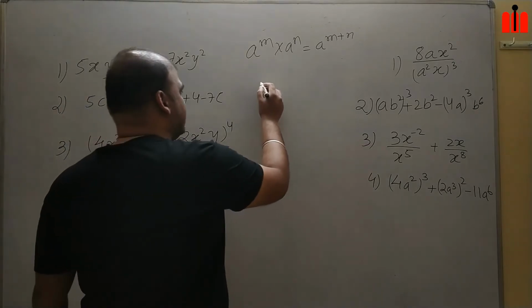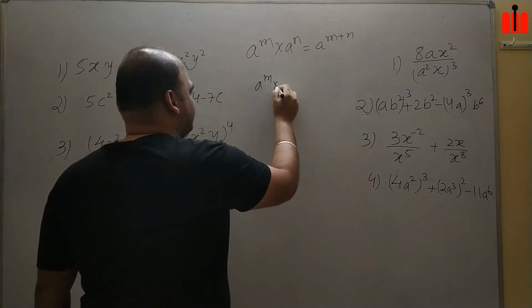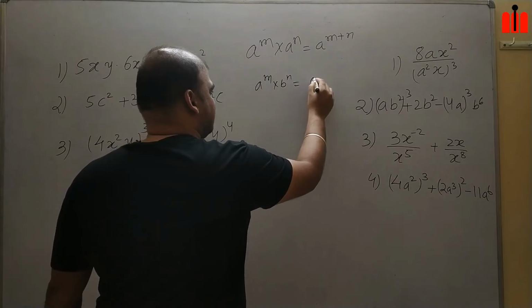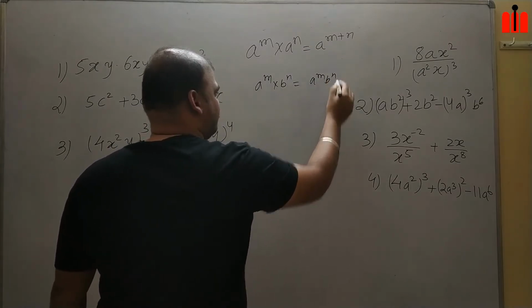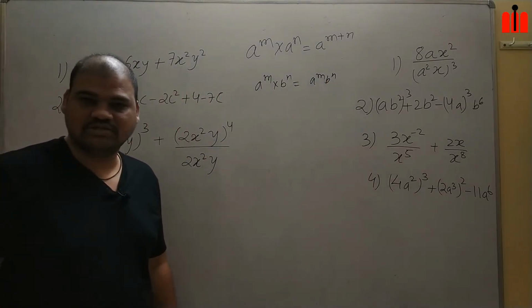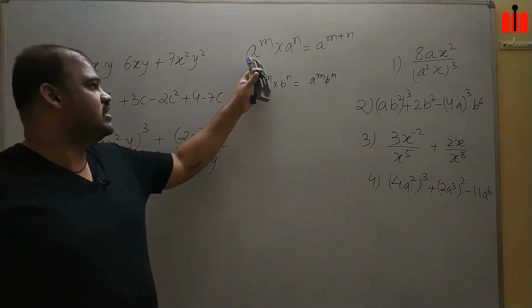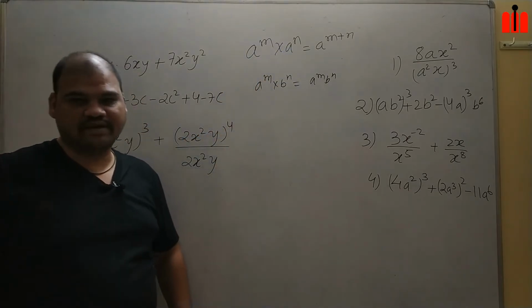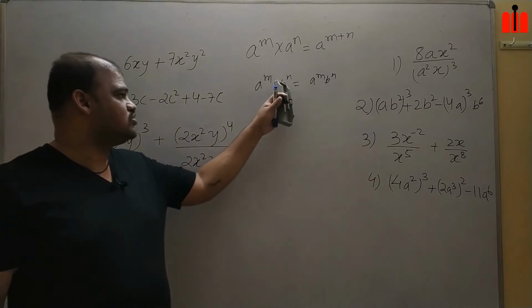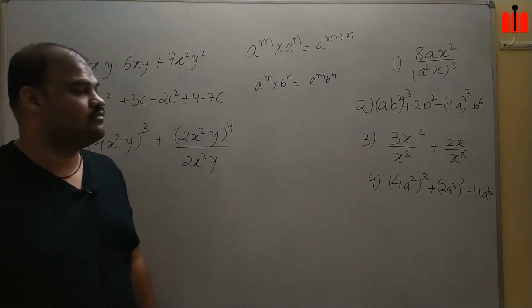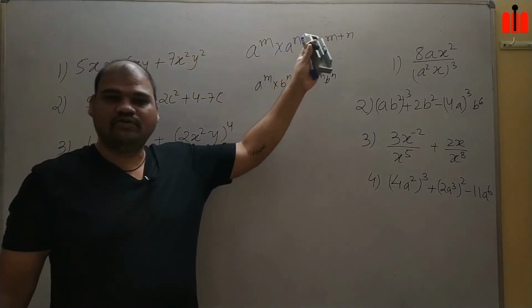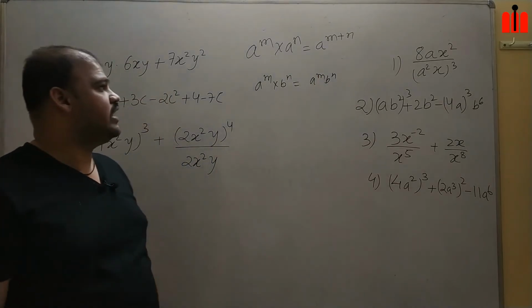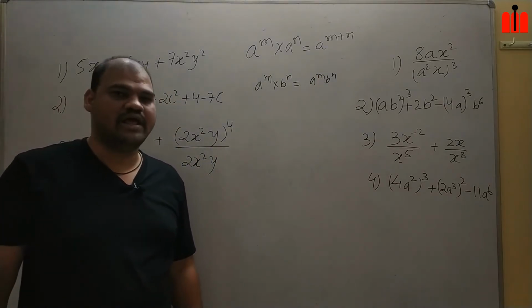If suppose there is a to the power of m into b to the power of n, it is nothing but a to the power of m, b to the power of n. There is no simplification for this. Are you getting it? Once it is a and a, it means any number, and b also can be any. So this is the variable form. So a to the power of m into a to the power of n is equal to a to the power of m plus n.